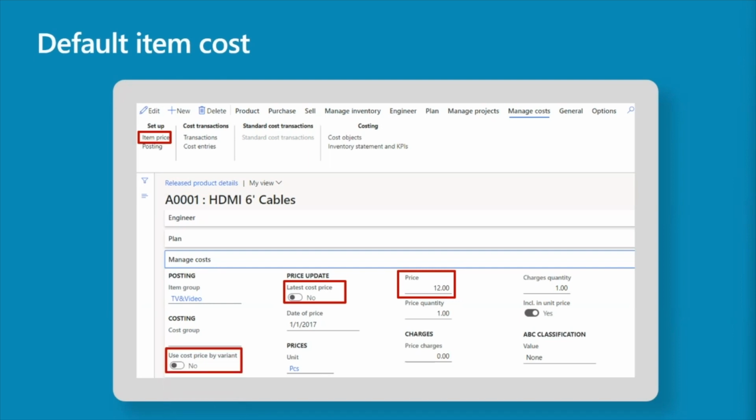If you're using product dimensions such as size, color, style, and configuration, you have the additional option, as we mentioned in our previous Tech Talk, to enable a unique cost price by variant. If we set this flag to yes, we would need to use the active cost price method of setting default costs to be able to set a different cost for each product variant if this is a requirement.